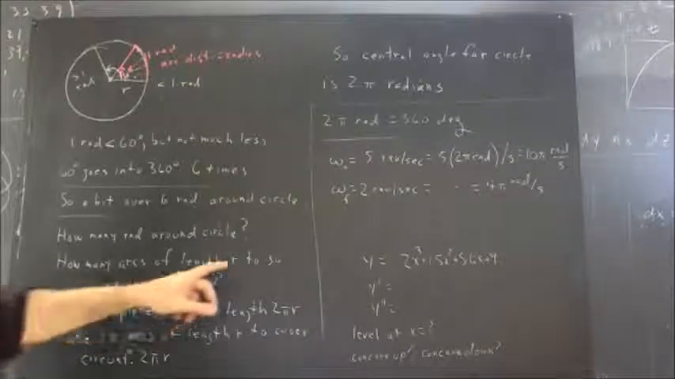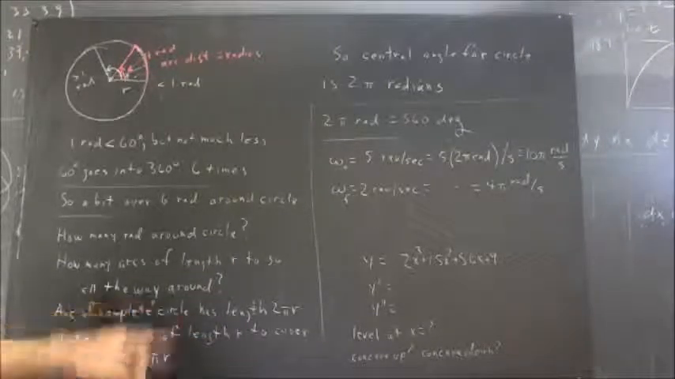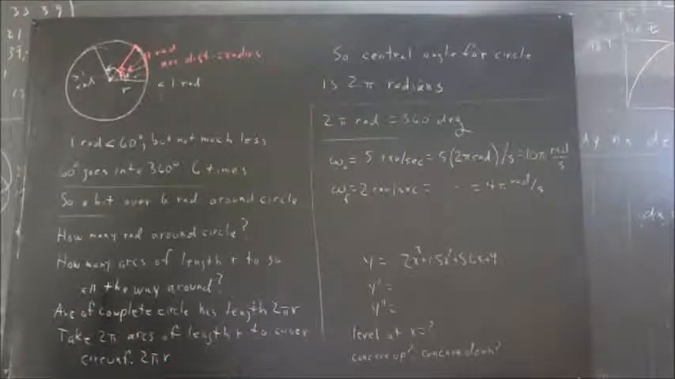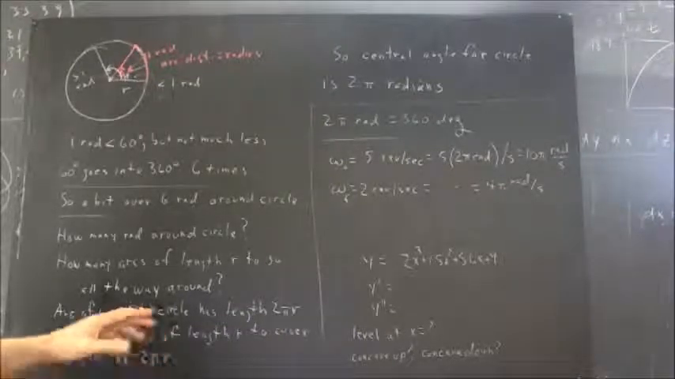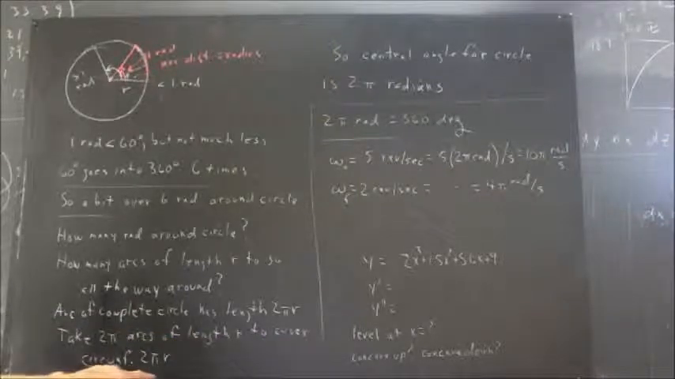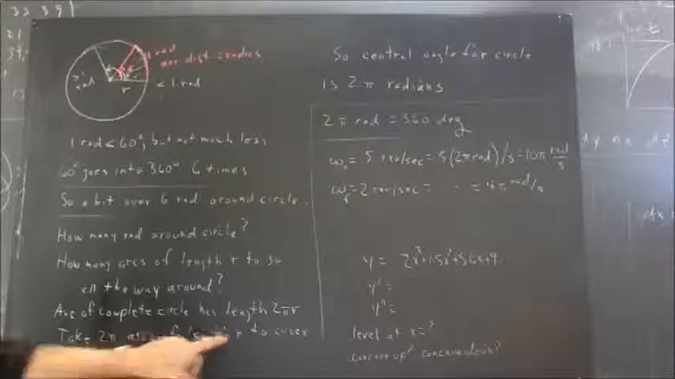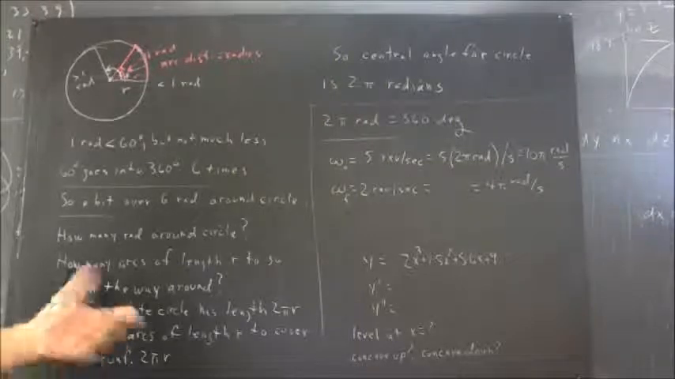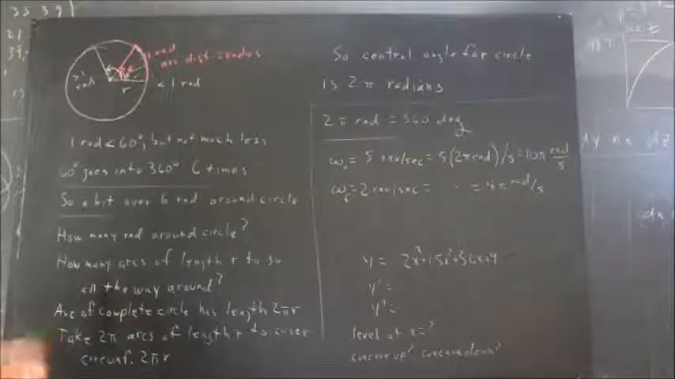So how many arcs of length r does it take to go all the way around? The complete circle has length 2 pi r. That means it takes 2 pi arcs of length r to cover the circumference 2 pi r. That should be very obvious. And 2 pi is what? Pi is 3.14, 2 pi is 6.28, to 3 significant figures.